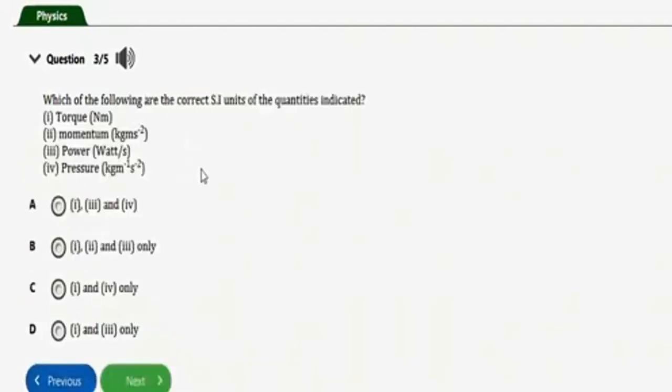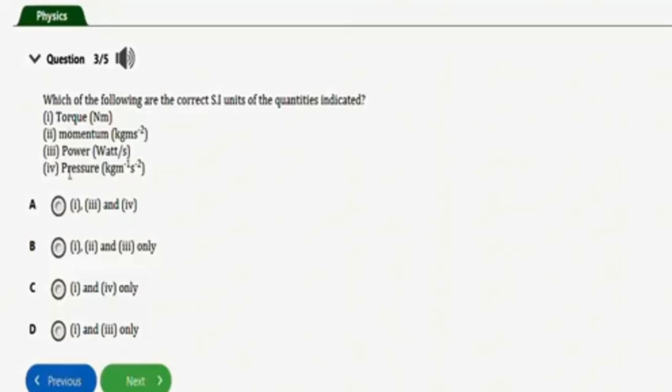Alright, so this is a third repeated question. It says, which of the following are the correct SI units of the quantities indicated? Now for this question, let's begin with IV and progress upward. So we have IV, we have pressure. For pressure, the SI unit we have here is correct for it. Well, for power, the SI unit we have here is not correct for power. For momentum, the SI unit we have here is not correct for it. For torque, the SI unit we have here is correct for it.